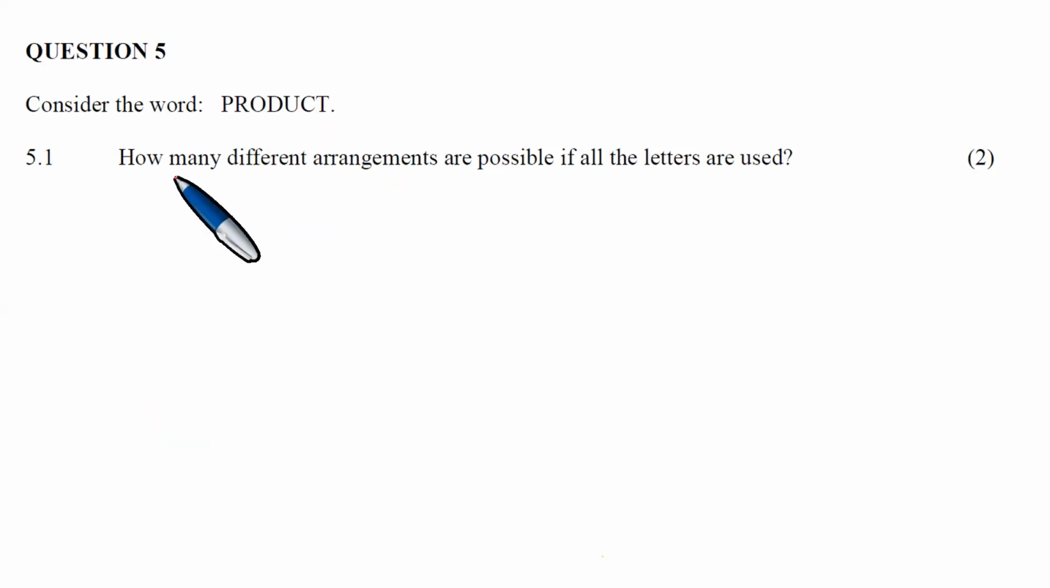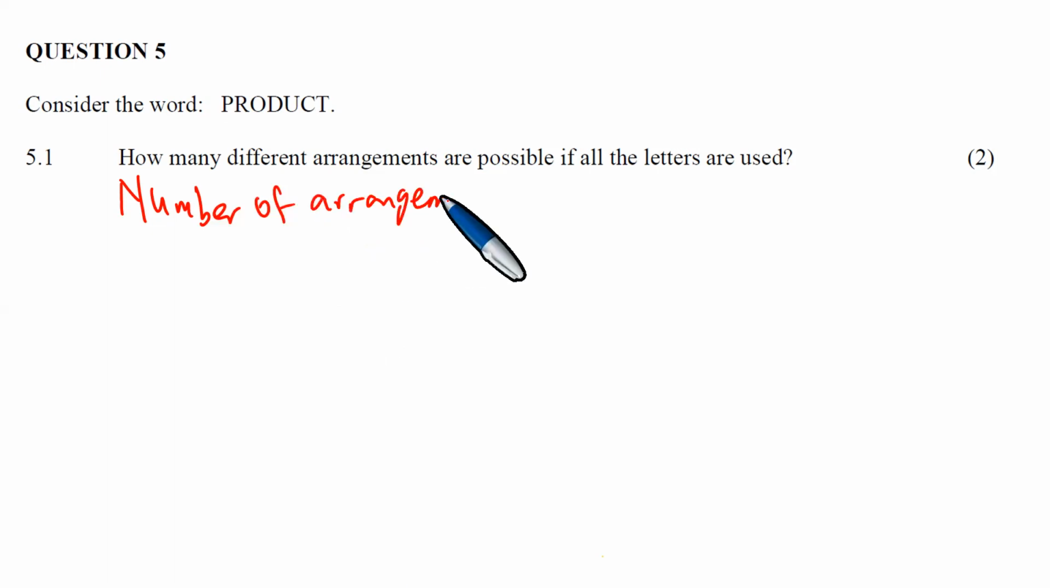So we want to calculate how many different arrangements are possible if all the letters are used. So we're going to look at the number of arrangements. They want to know how many arrangements. So to calculate the number of arrangements, we count the letters here. First things first, we see how many. There are 2, 4, 6, 7 letters. So we're dealing with 7 letters.